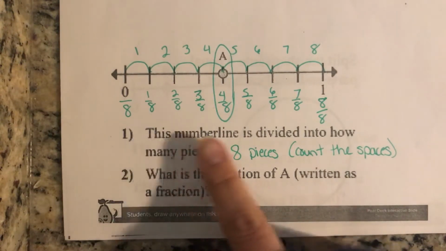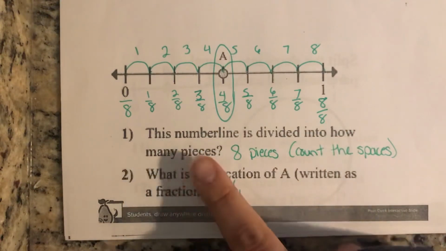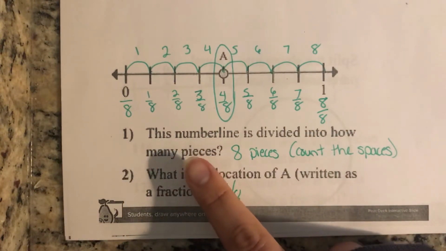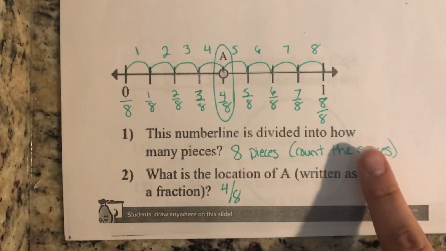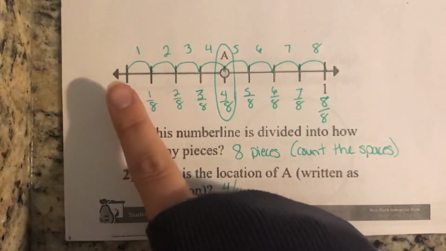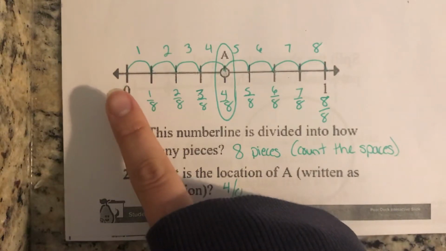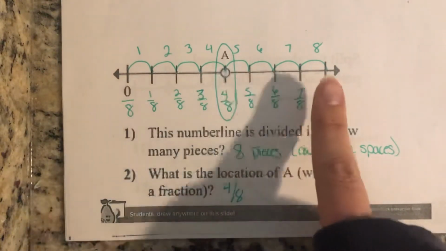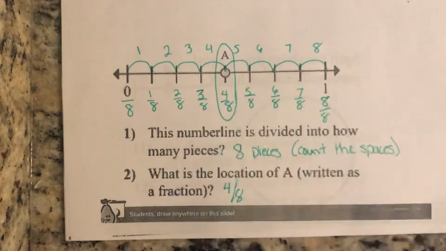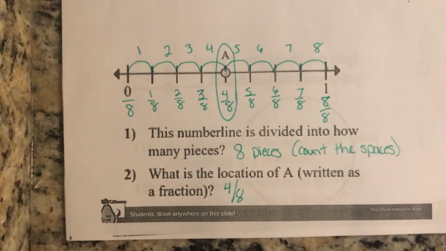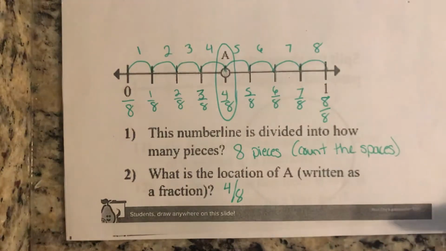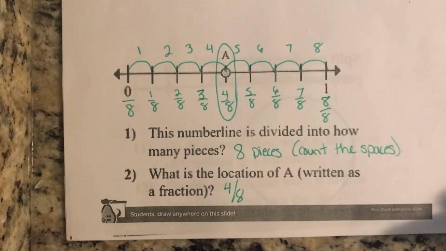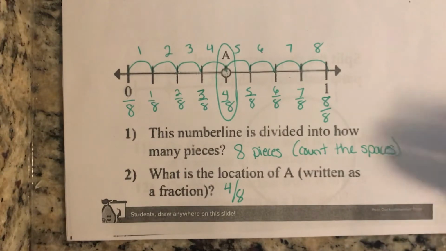It says, this number line is divided into how many pieces? So here, when it says pieces, we're talking about counting the spaces in between the lines. Do not count the lines. If you do, you would find that there are 9 lines, and you might think that it would be ninths, but that would not be correct. You want to count the spaces in between, which would be 8. Knowing that it's split into 8 pieces, I can go ahead and label my fractions as eighths.